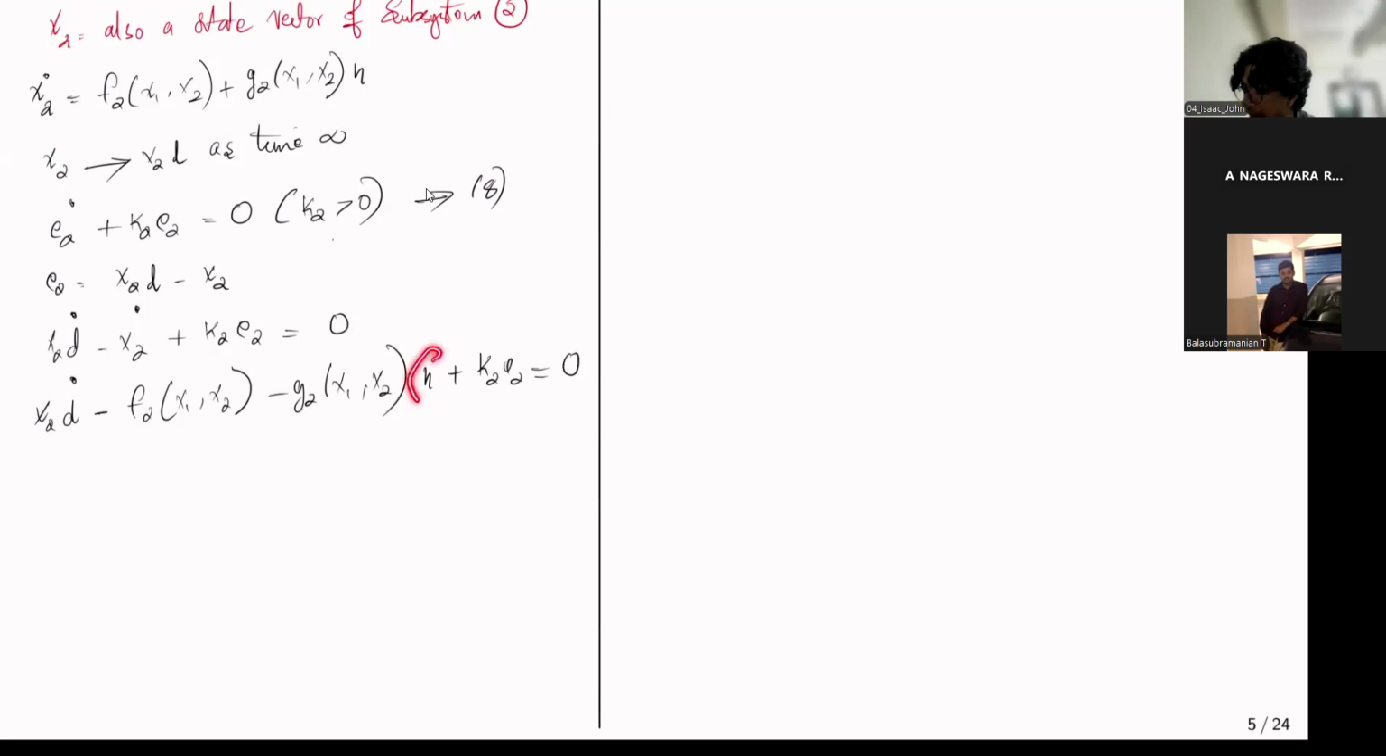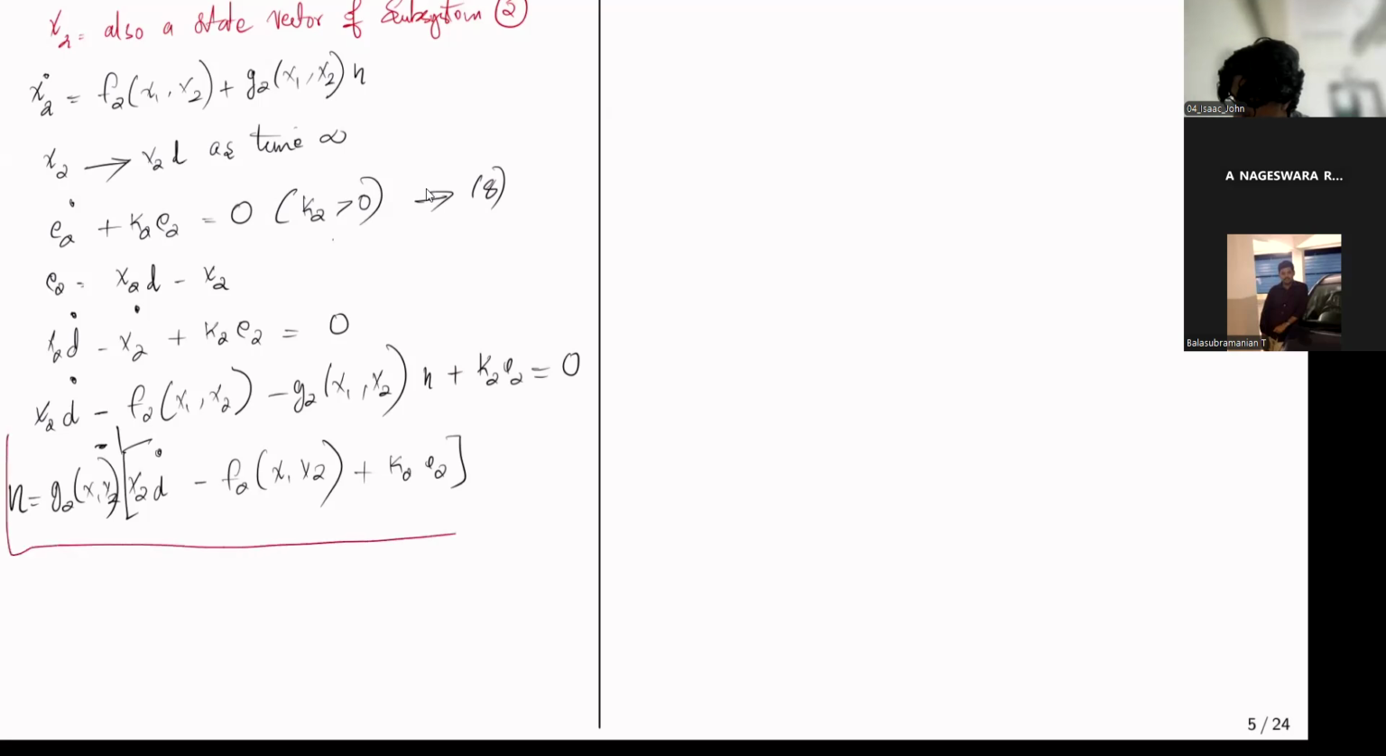So here we have to find an expression for the control input u. Now u would be x2 desired dot minus f2 of x1 comma x2 plus K2 E2, the whole term pre-multiplied by g2 of x1 comma x2 inverse. This will be u. I'll just make a box around this.